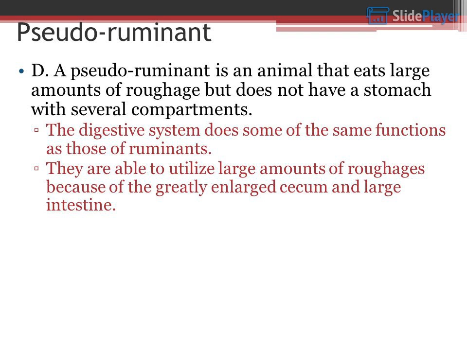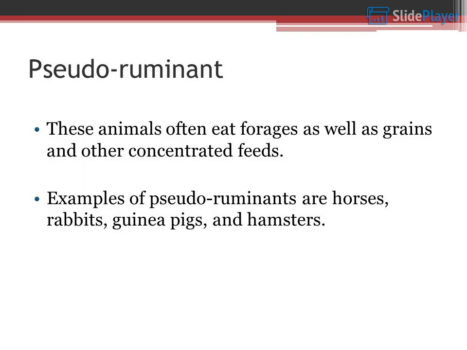Pseudoruminant. A pseudoruminant is an animal that eats large amounts of roughage but does not have a stomach with several compartments. The digestive system does some of the same functions as those of ruminants. They are able to utilize large amounts of roughages because of the greatly enlarged cecum and large intestine. These animals often eat forages as well as grains and other concentrated feeds. Examples of pseudoruminants are horses, rabbits, guinea pigs, and hamsters.